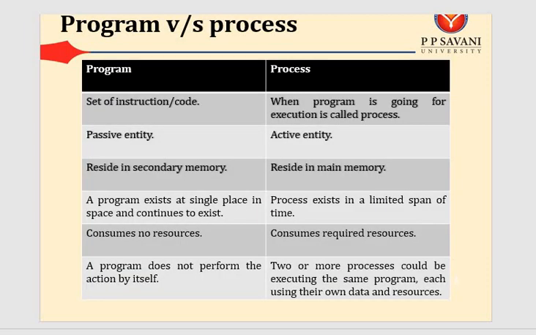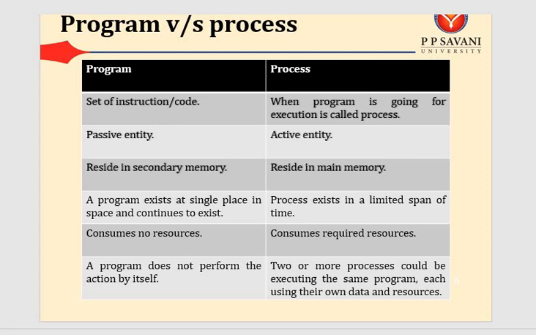Now sometimes confusion is created about what is a program and what is a process. So let me clear that first. Let's start with the difference between the two. A program is a set of instructions or code that is sequentially executed to perform any task. But whenever any program goes for execution, it is called a process.